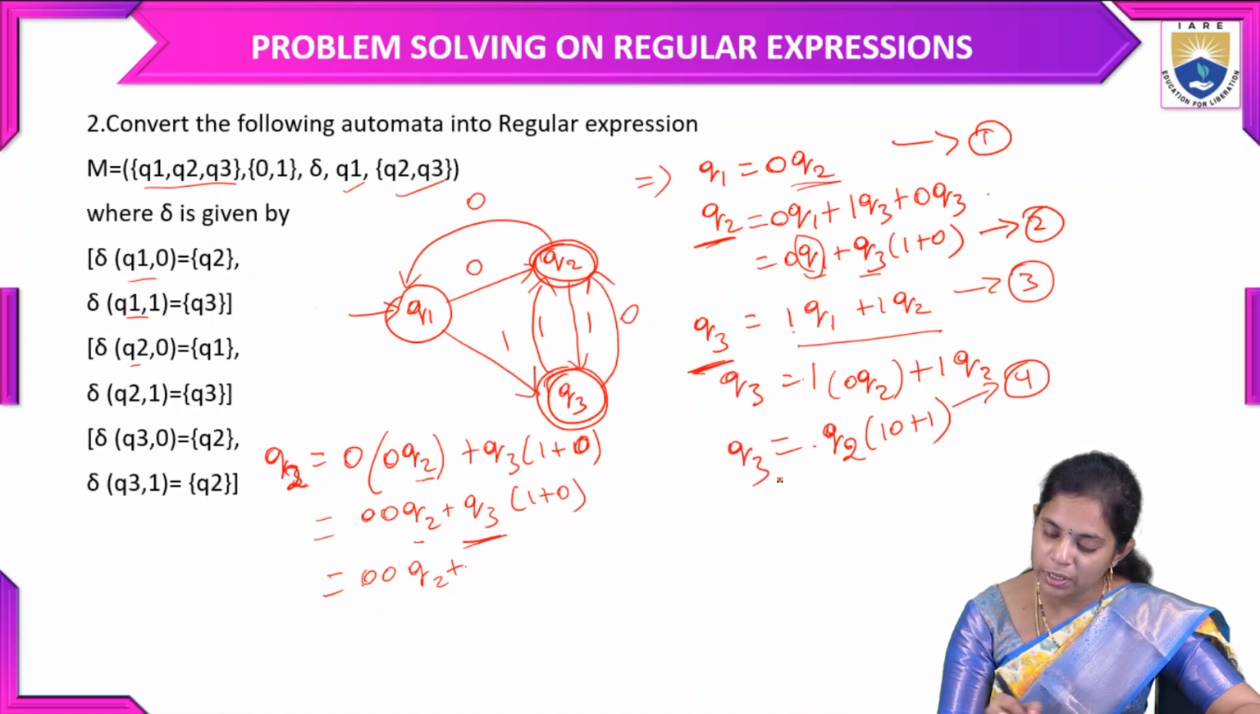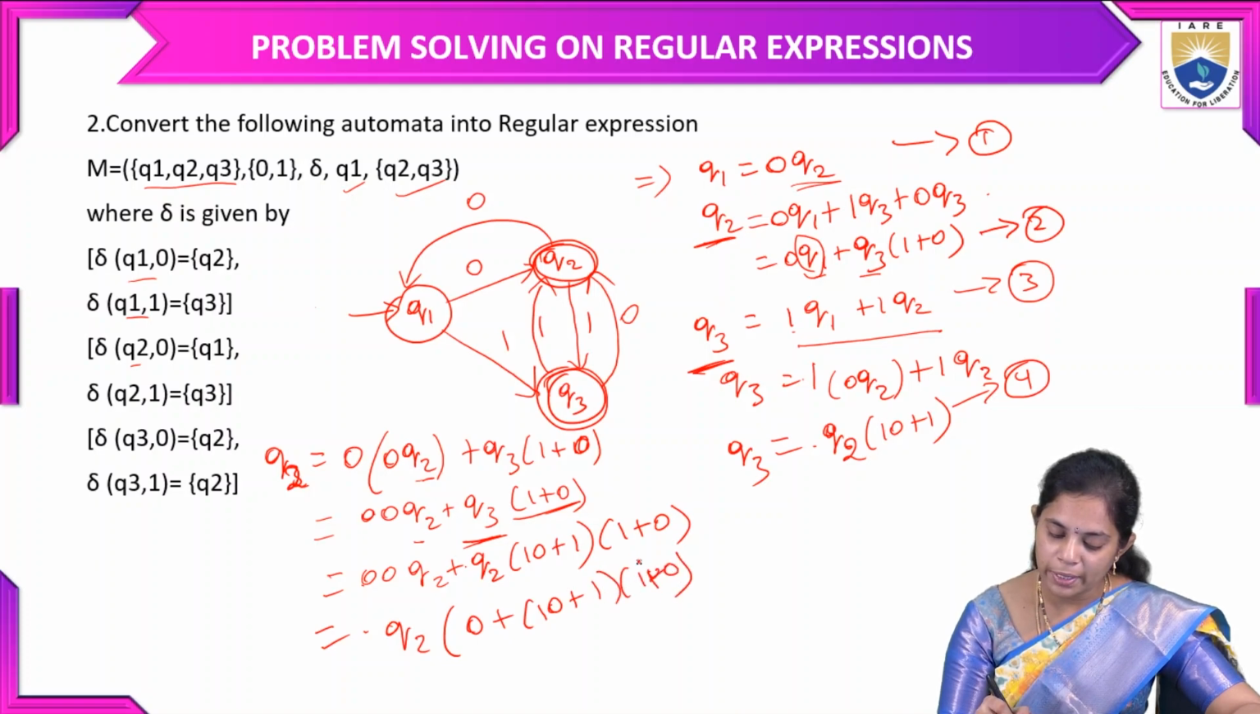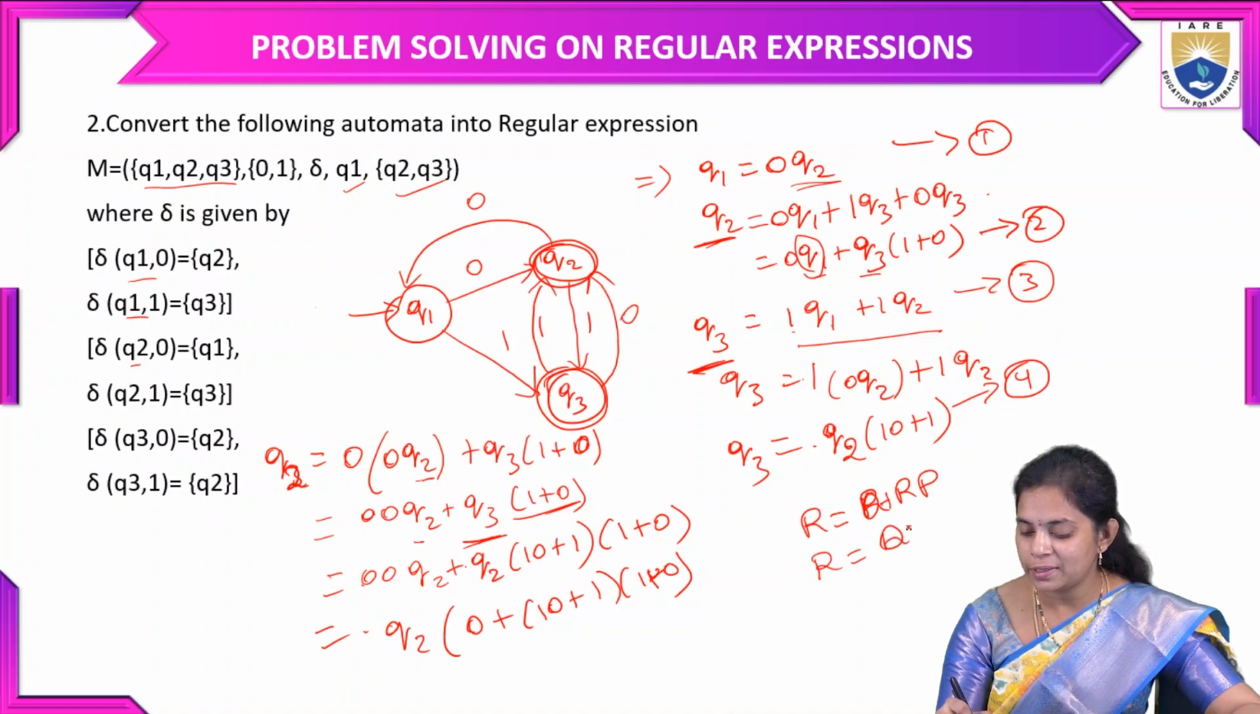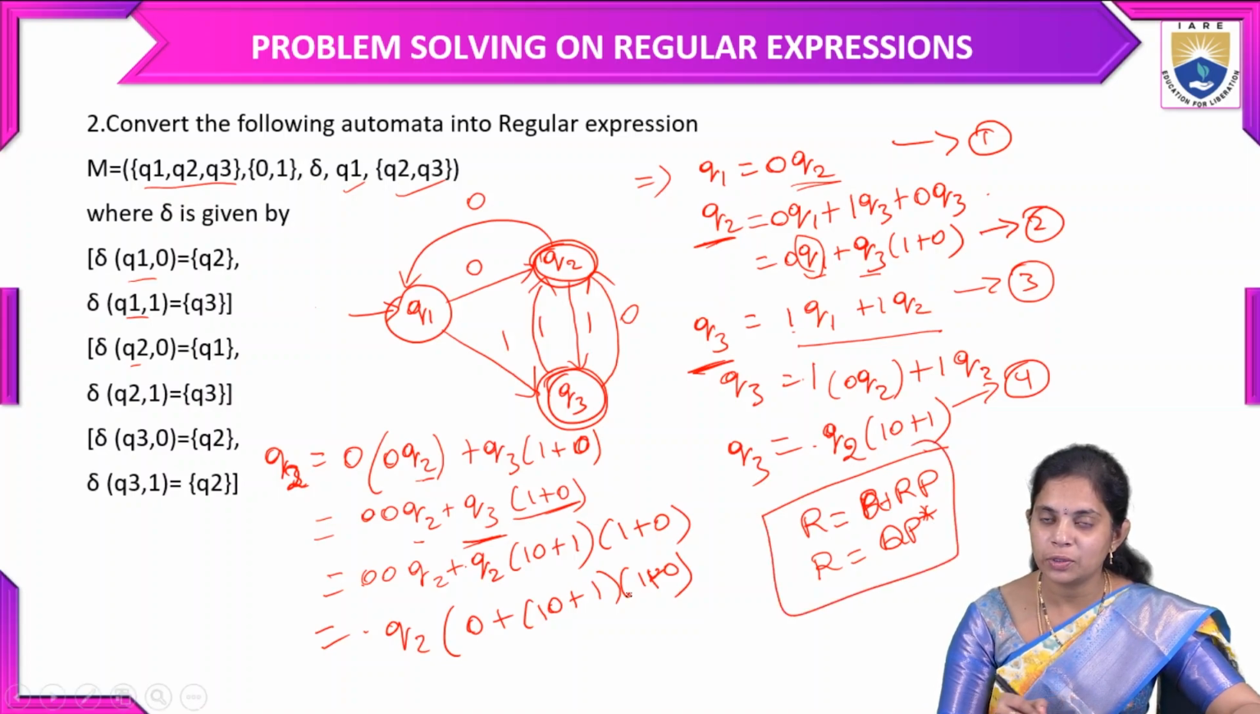And instead of this Q3, if you substitute this value, Q2, 1, 0, 1, along with this one, 1 plus 0. And here substitute Q, and now here the common thing is Q2, 0 plus 1, 0, 1 plus 1 plus 0. And here we have this expression R is equal to Q plus RP, so R is equal to QP star. So this is the Arden's equation. So we have to convert this into this form.